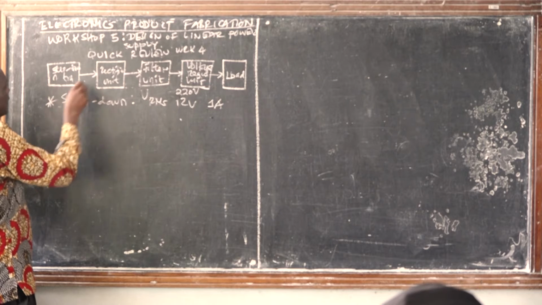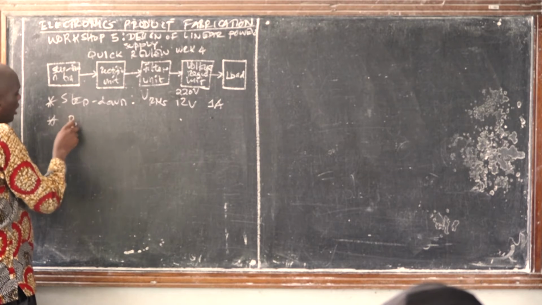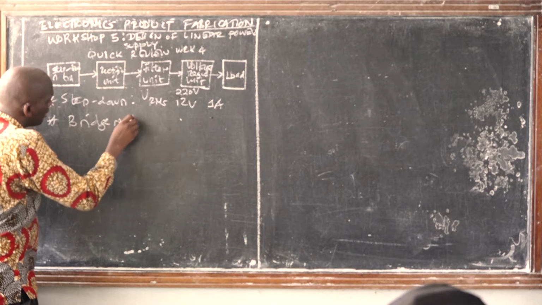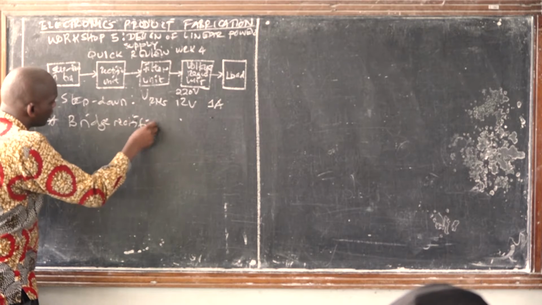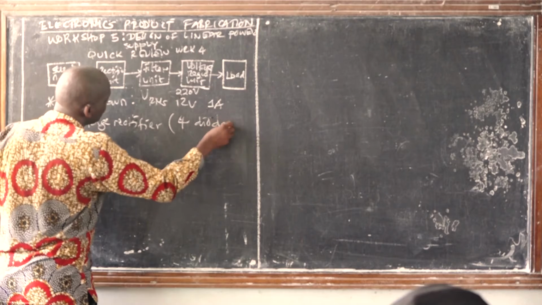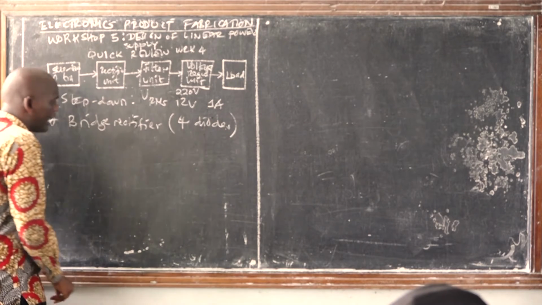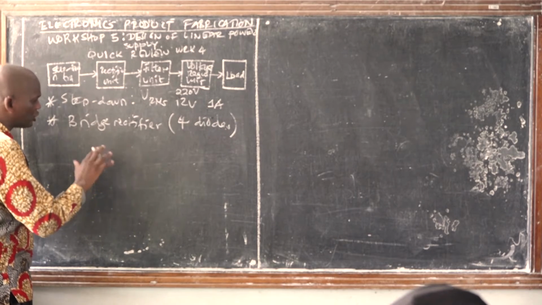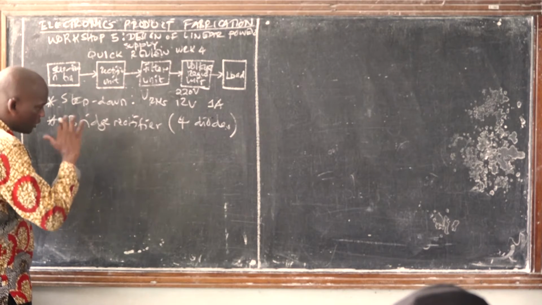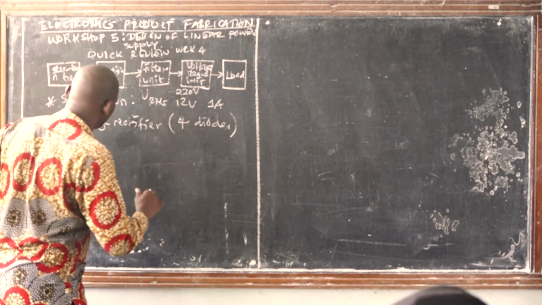In the rectifier unit block, we are going to choose the bridge rectifier. The bridge rectifier is an arrangement of 4 diodes. We did not discuss that you can build a bridge rectifier by using a bridge rectifier IC, or by using individual diodes.